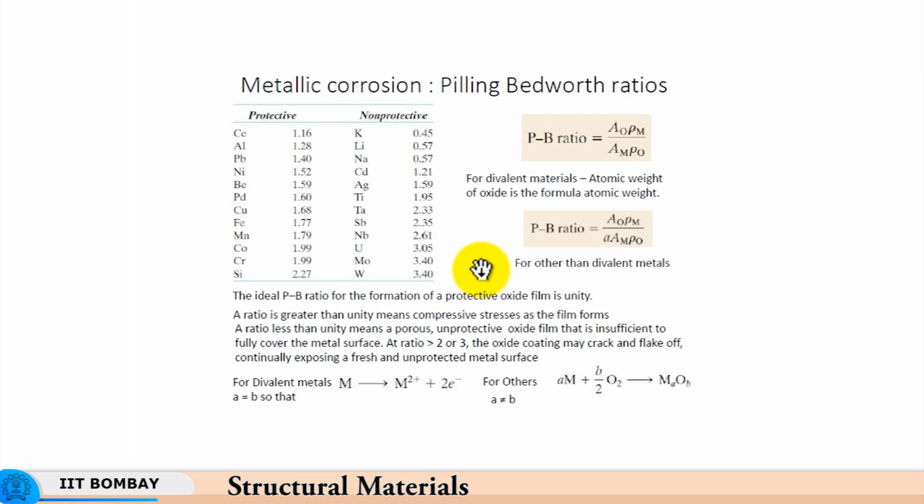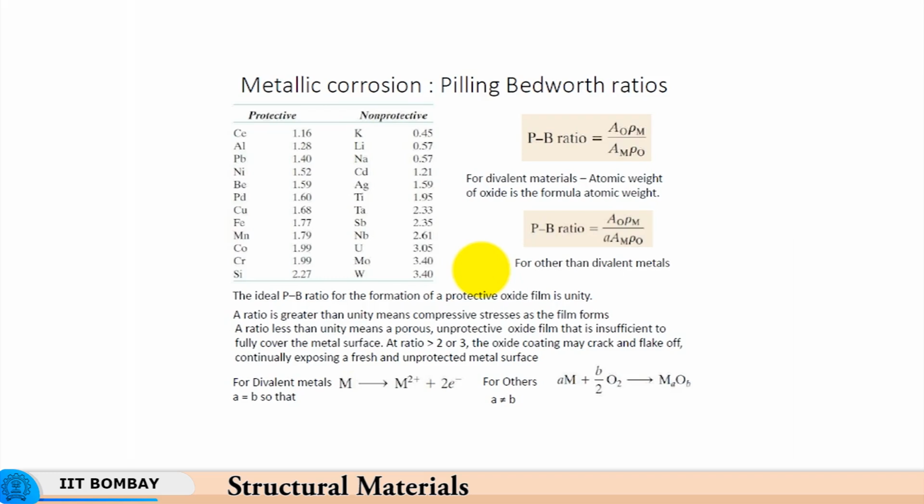So, this way I calculate the Pilling-Bedworth ratio, and if it is greater than 1, well, ideally it should be 1. Why? Because if it is 1, then there is no significant change in density, there is no significant volume expansion. So, for a protective oxide film, if the oxide is to protect, the ratio has to be equal to unity.